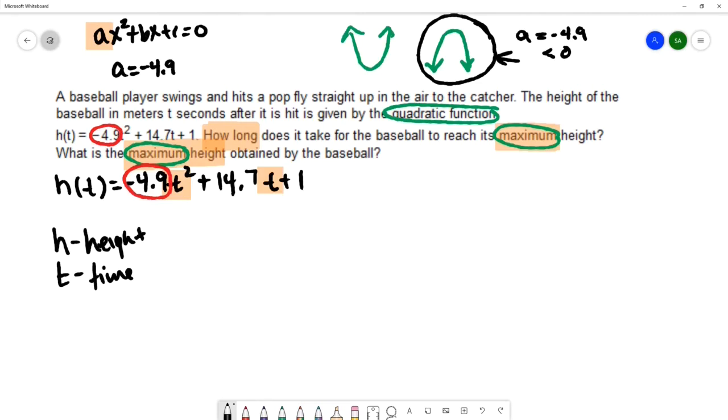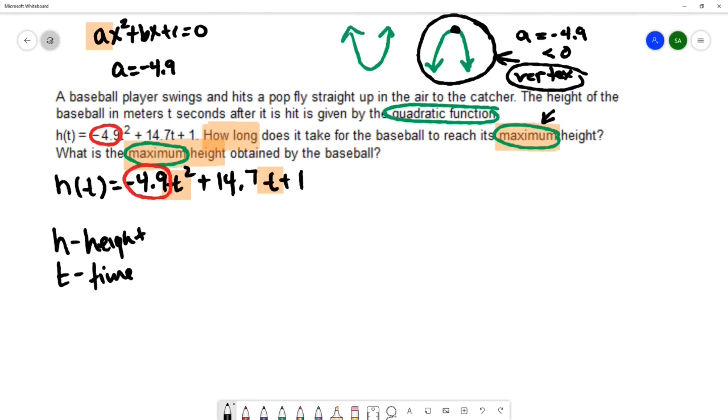And looking at that picture, if we have a parabola that opens down, remember, we're looking for the maximum height. The maximum height is going to occur at the vertex. So I'm going to be able to answer the question that's asked, how long does it take the ball to reach the maximum height, and what is that maximum height, by finding the vertex of this parabola.